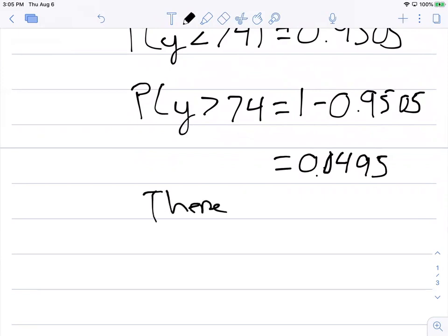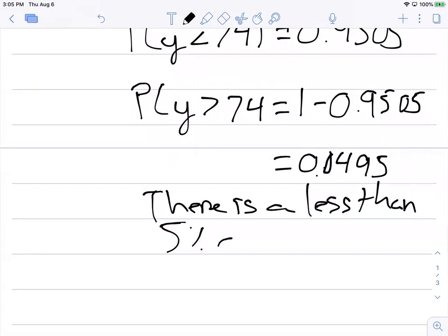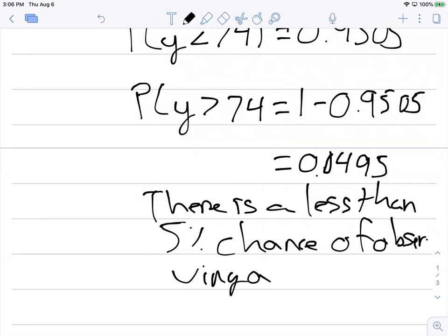So what can we say? We can say something like there is a less than 5% chance of observing a yield this large. There's a less than 5% chance of observing a yield this large. So that would be pretty uncommon. So the mean is quite high relative to what we expect in the distribution.